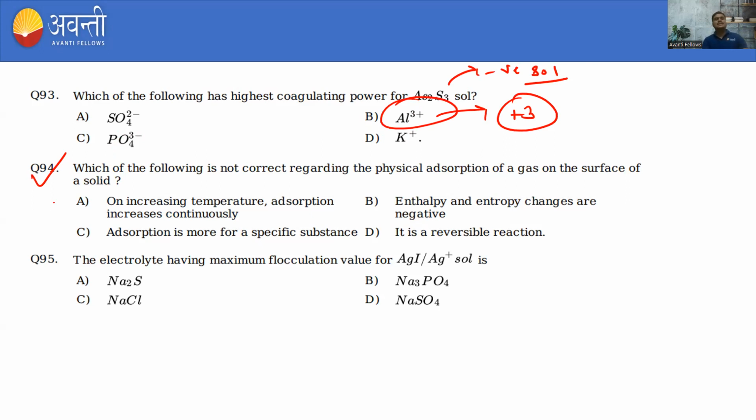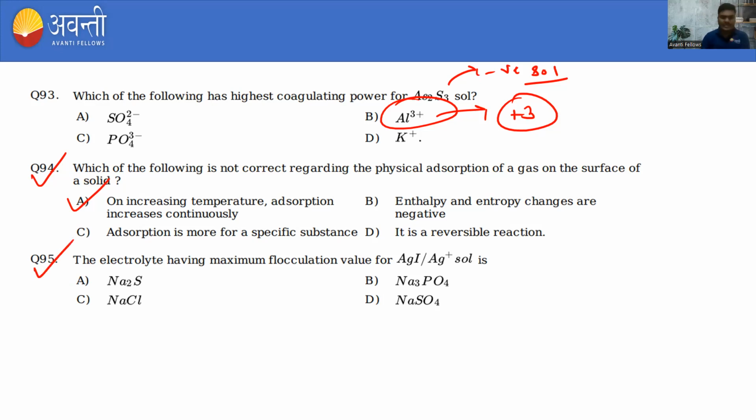Now move to the next question, that is 94. Which of the following is not correct regarding the physical adsorption of a gas on the surface of a solid? On increasing temperature, adsorption increases continuously. This is not correct, because in physical adsorption, on increasing temperature, adsorption decreases. In chemical adsorption, in the starting phase, if you increase the temperature, adsorption increases, but after some time it starts decreasing. So this statement is absolutely incorrect.